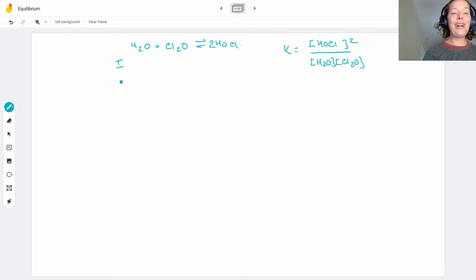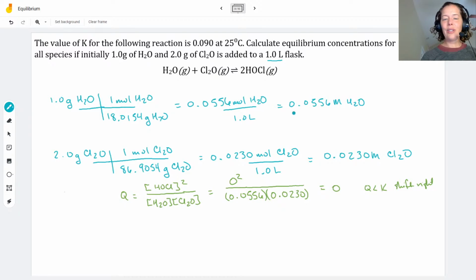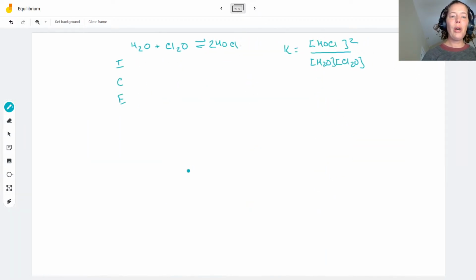So yay for ICE, right? All right, so what do I have initially? Well, I did calculate these concentrations, right? So I calculated my concentration of water and I calculated my concentration of Cl2O. So let me put those concentrations in. These are initial concentrations, 556. And I'm going to have to kind of squeeze this one over. And I don't have any of my product, so that is 0.